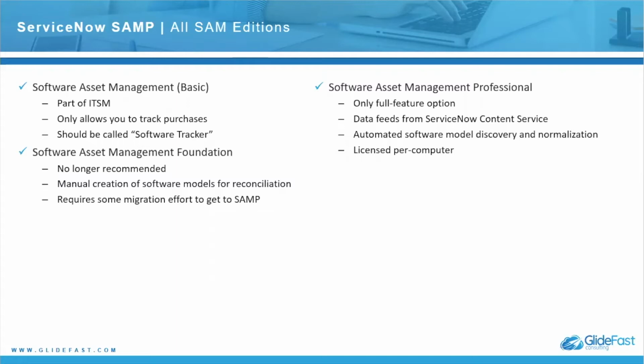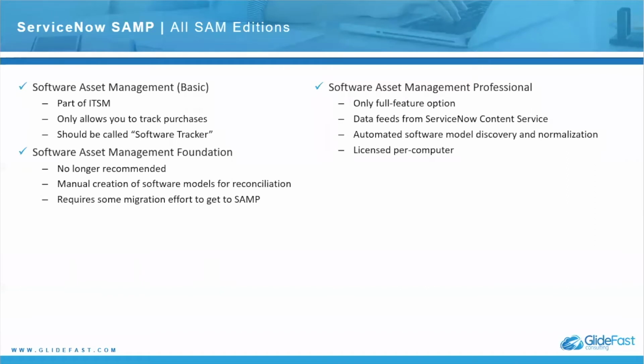It has the data feeds that come from ServiceNow Content Service. So instead of users having to map all of their software manually, ServiceNow has all of those maps, or at least a large portion of those maps. The last time I looked, there were almost 300,000 different software definitions, and there is a feedback loop. ServiceNow, if you opt in, will automatically upload your software definitions, and then they'll be included in future releases. So that's a pretty cool feature that they offer to keep that software definition database up to date.